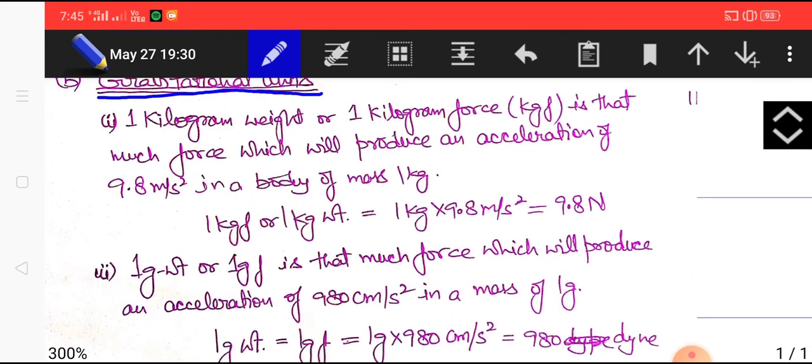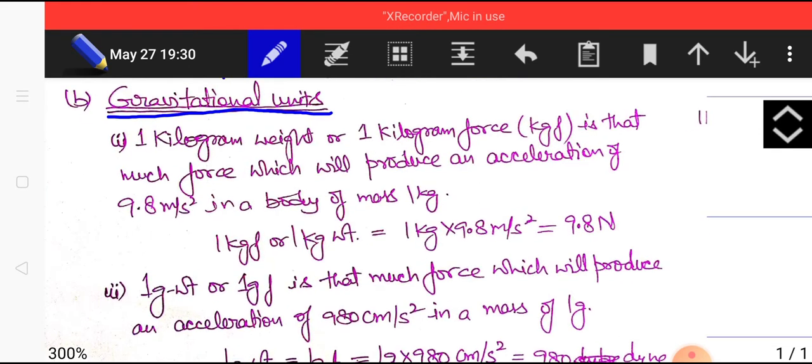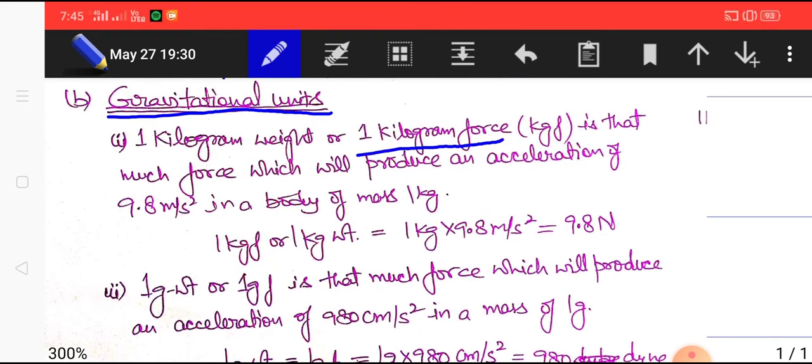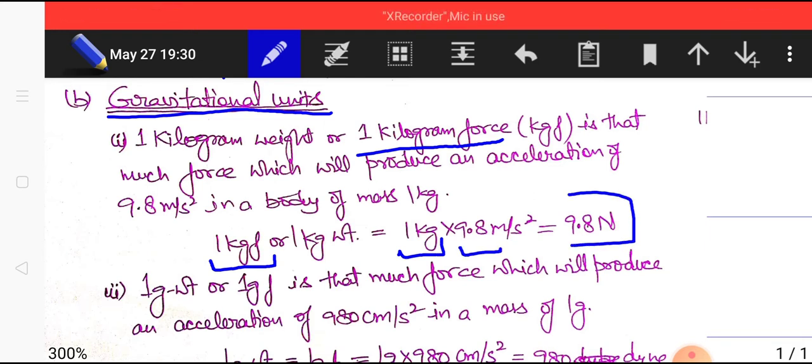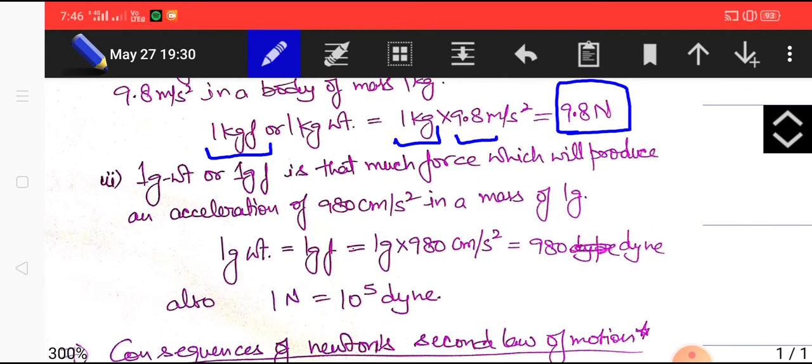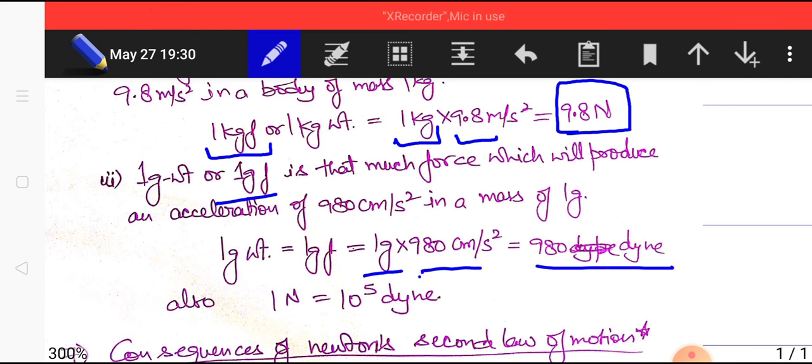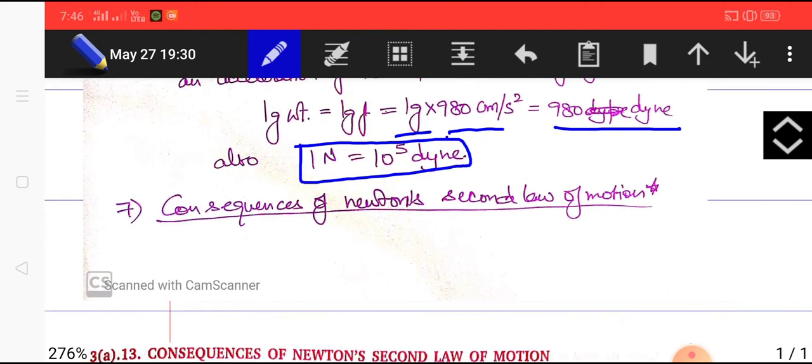The gravitational units are like if the force is given in kilogram weight or kilogram force, then students get confused here. It is simply if we multiply it by 9.8 meter per second square, it will give us the corresponding force. Actually, it is the weight of 1 kilogram on surface of earth. So for calculating 1 kilogram force, multiply 1 kilo by 9.8 meter per second square, and 9.8 Newton is the 1 kilogram force. Similarly, 1 gram force is 1 gram multiplied by acceleration due to gravity in CGS units, 980 dyne. And please remember the relation 1 Newton is equal to 10 raised to power 5 dyne.